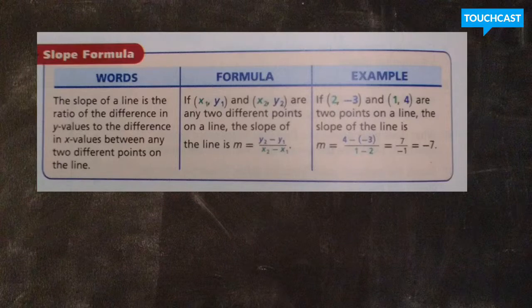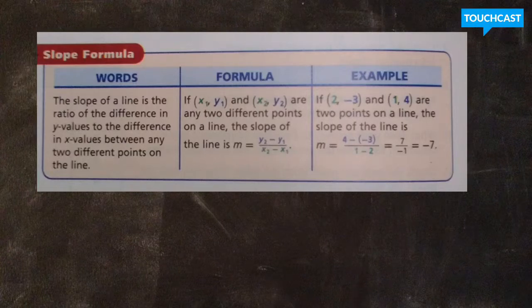We have a formula, so if we're given 2 points, we can call it x1 and y1 and x2 and y2. There are 2 different points on our line. Our formula for the slope is m equals y2 minus y1 over x2 minus x1. So if we use the points 2, -3, and 1, 4, they're 2 points on the line, then the slope of the line is found by going 4 take away -3 over 1 take away 2.